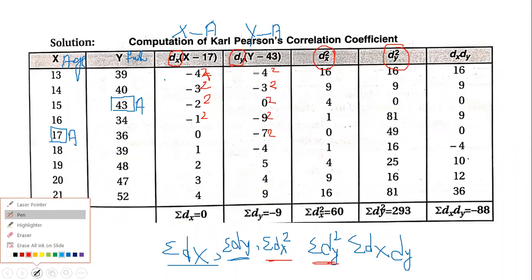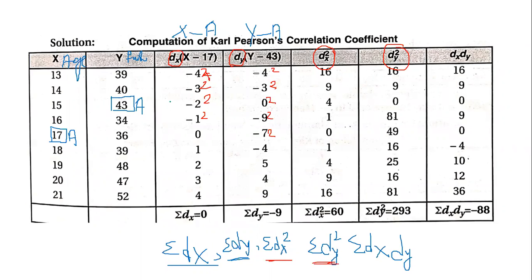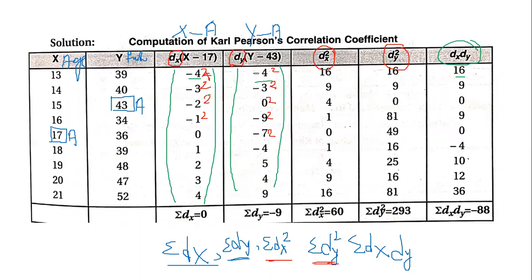So multiplication of deviations is to multiply this column, this is column number 1, with the next column. You're supposed to multiply these two columns to get the value of dx and dy. So minus 4 into minus 4 will give you plus 16. Minus 3 into minus 3 is 9. Minus 2 into 0 is 0.